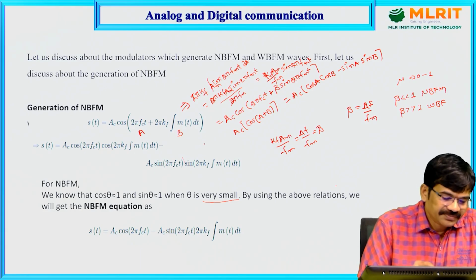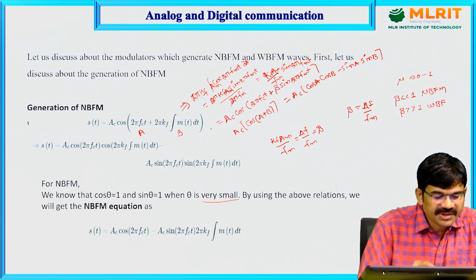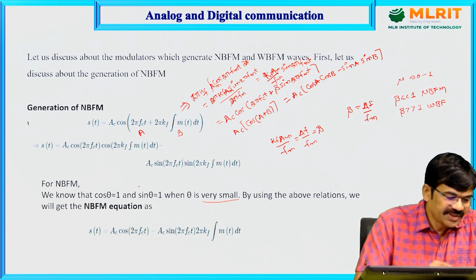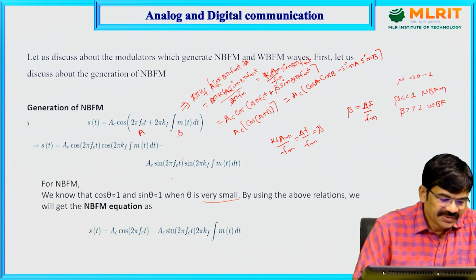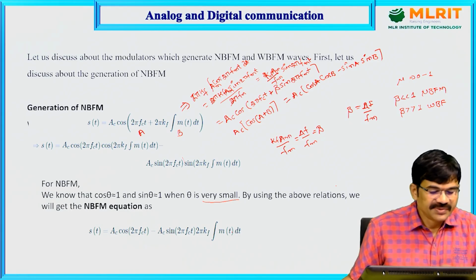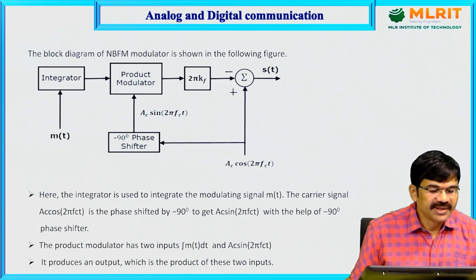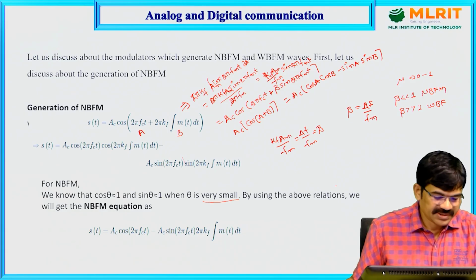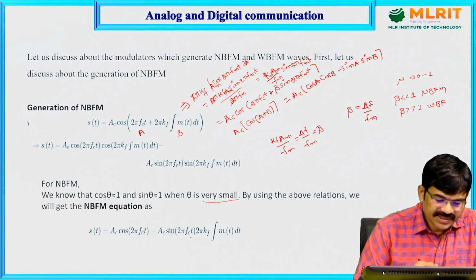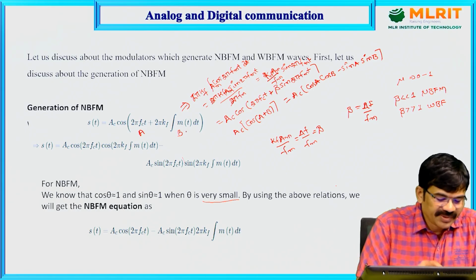So here indirectly we are representing beta. So beta very small, sin theta approximately 1. So we are approximating to AC cos 2 pi fct. Next, what is the value you are taking here? Minus AC sin 2 pi kf integral m of t dt. While we are approximating, this is the expression we are getting from the narrowband FM modulator.